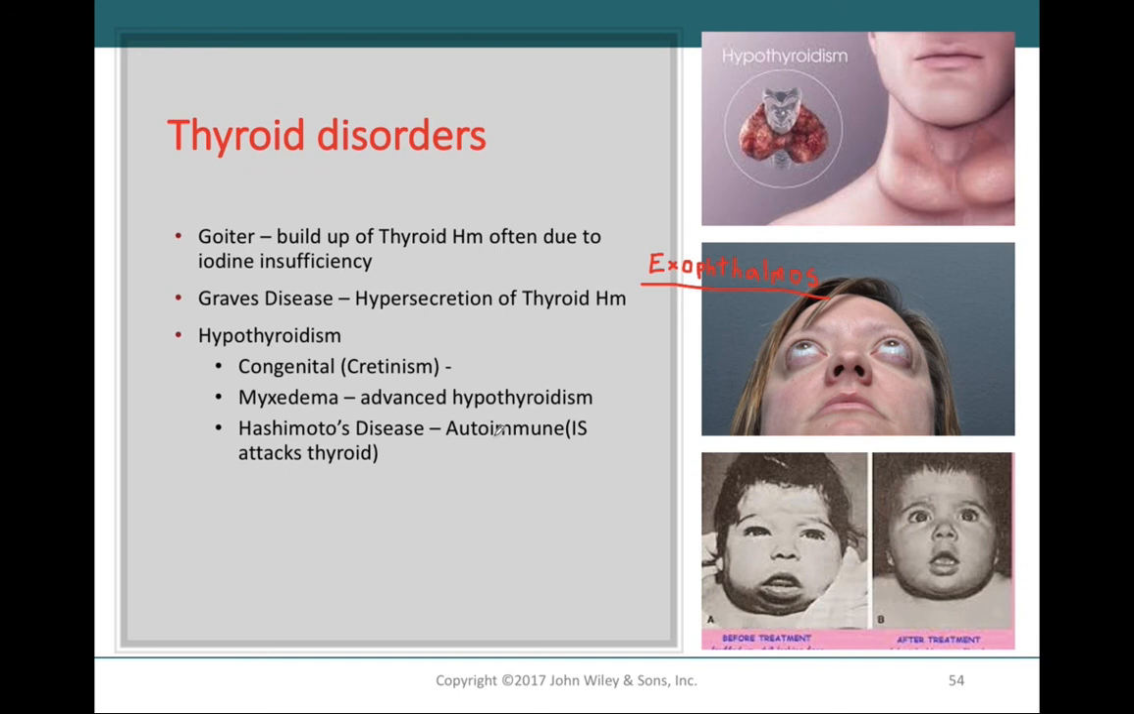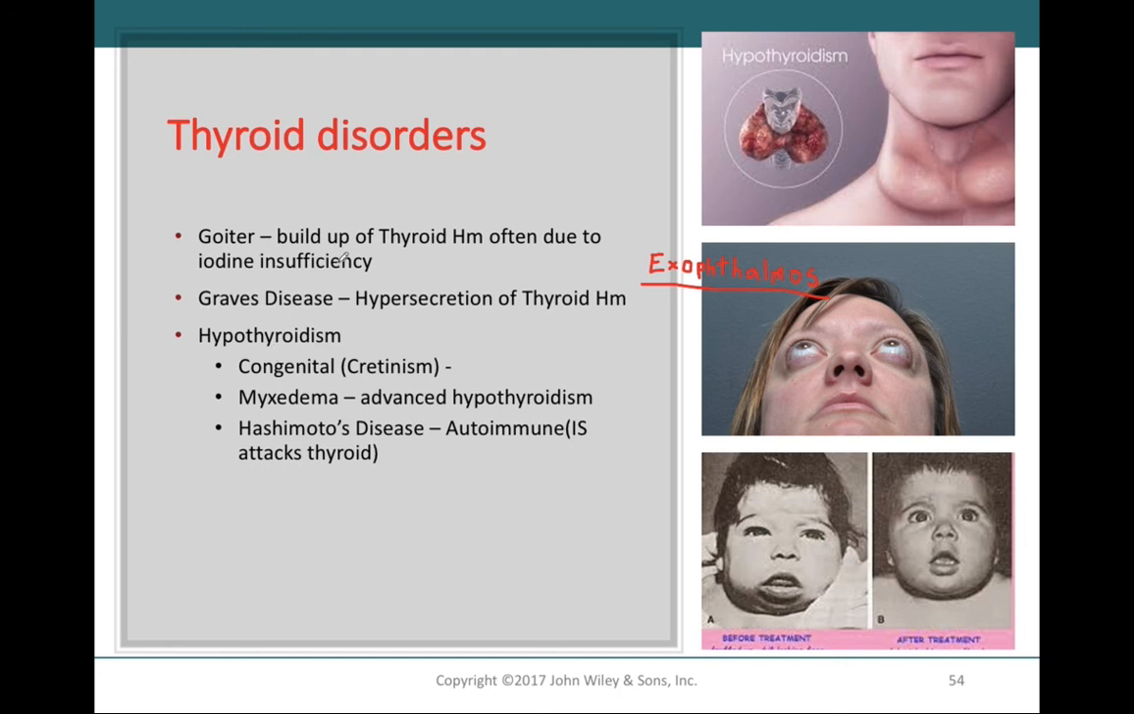Hashimoto's disease, on the other hand, is an autoimmune form of hypothyroidism, where our own immune system attacks the thyroid gland. It views the thyroid gland as a foreign tissue, and so therefore we start attacking the thyroid gland, and that will, in response, release less thyroid hormone. So all of these, while different, are all considered types of hypothyroidism, where we do not have enough release of thyroid hormone.